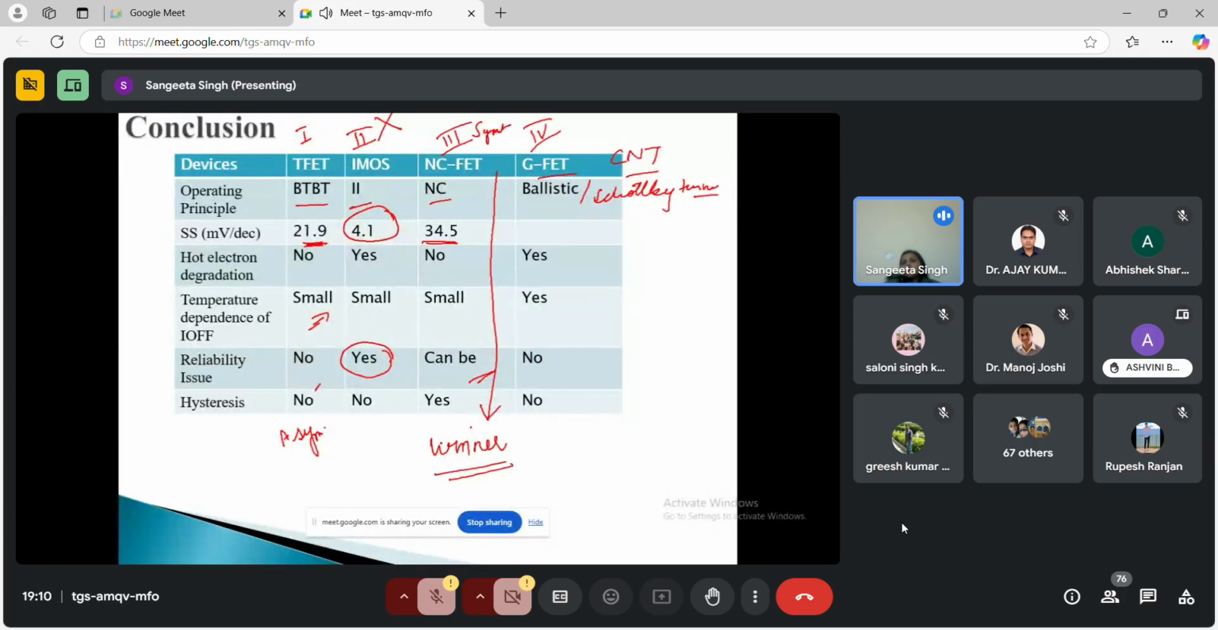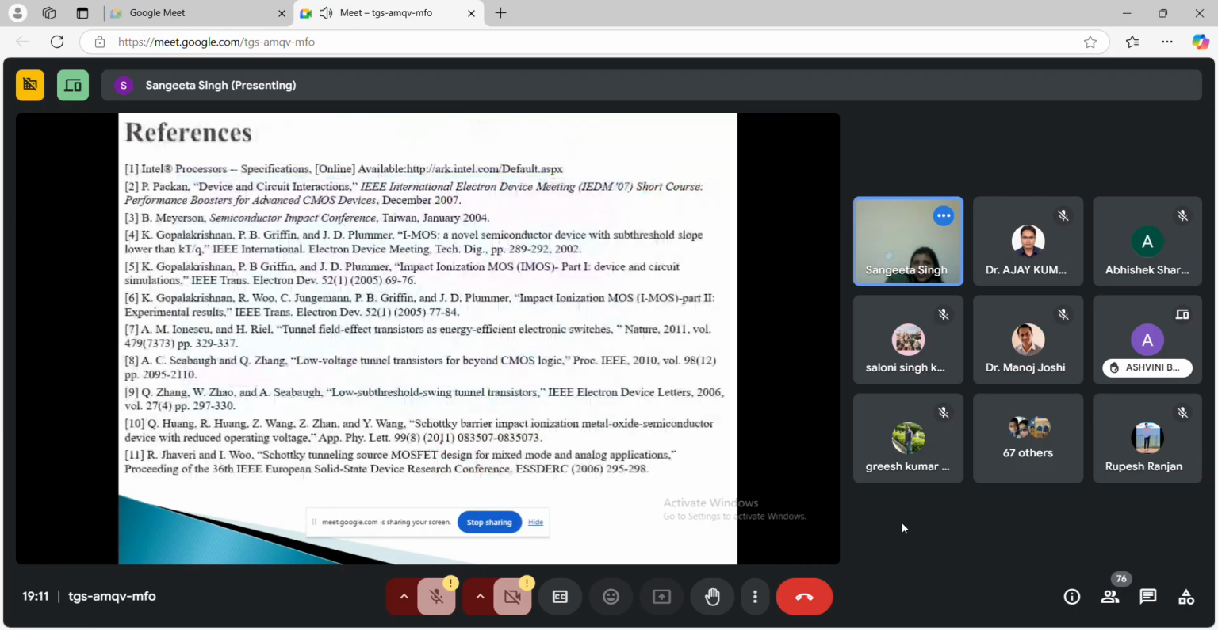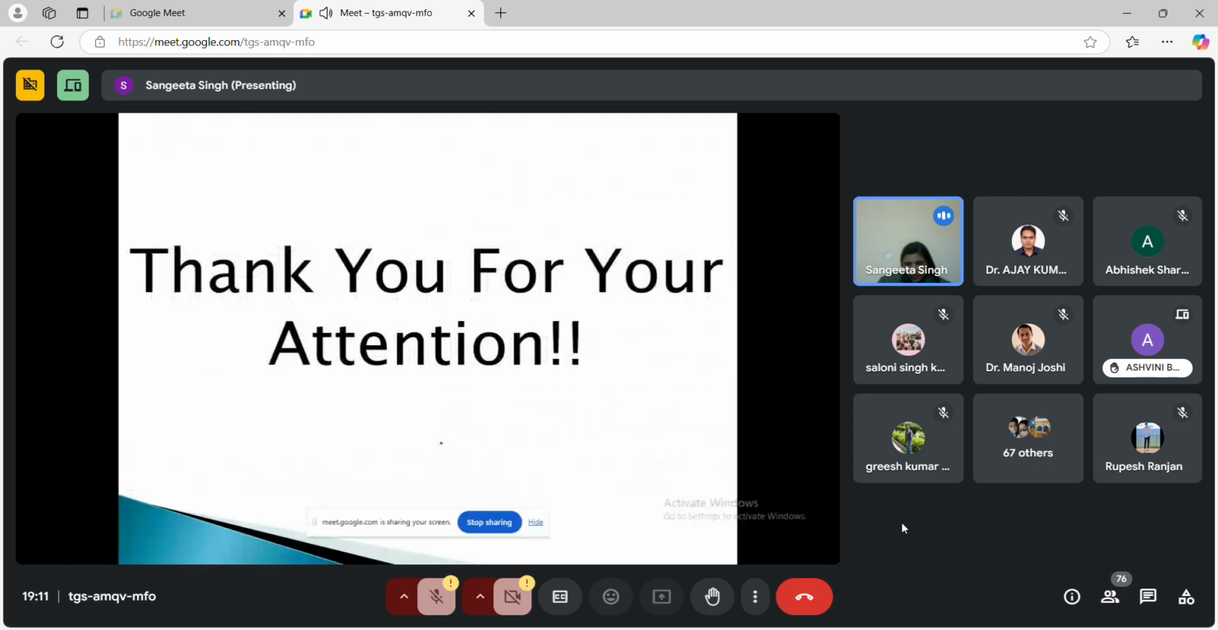Negative capacitance FET, or ferro FET, or you can call it hysteretic FET. There are n number of names marked in literature, but NC FET is the most potential beyond-CMOS device among these four devices. Okay, so these all are my references, and thank you for your attention.